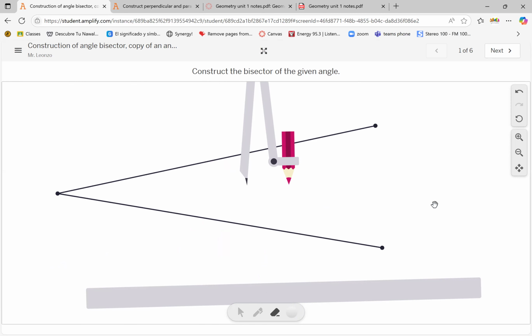So let's construct the bisector of an angle. I want to draw a line that goes in the middle of the angle. Now this is how we're going to do it. I'm going to grab my compass. I'm going to bring this.